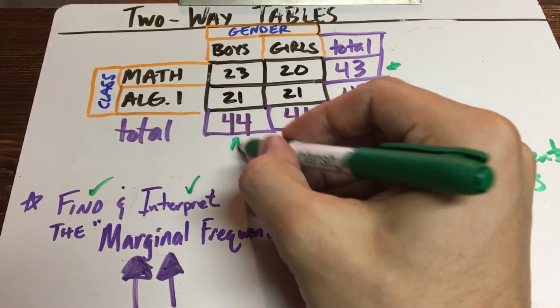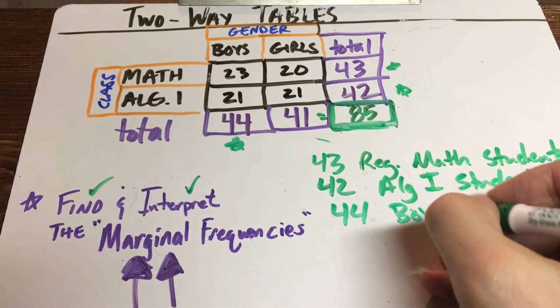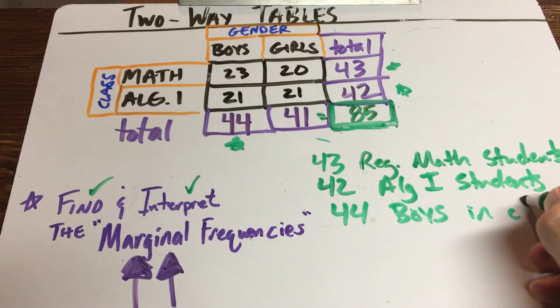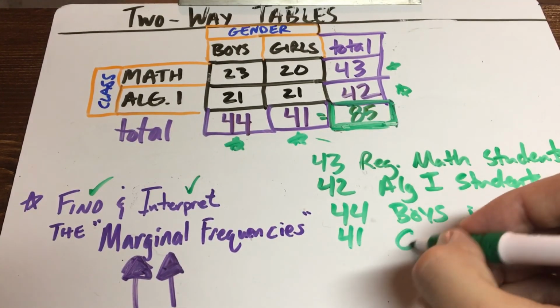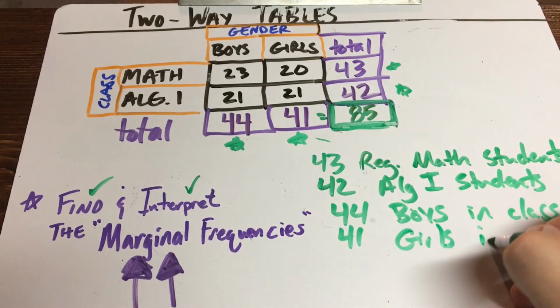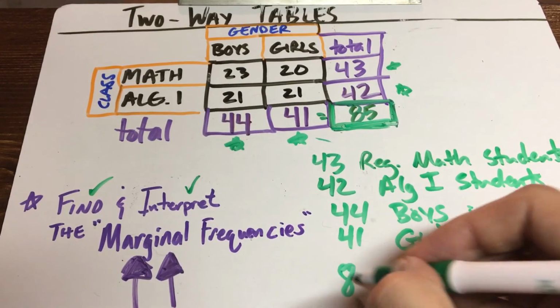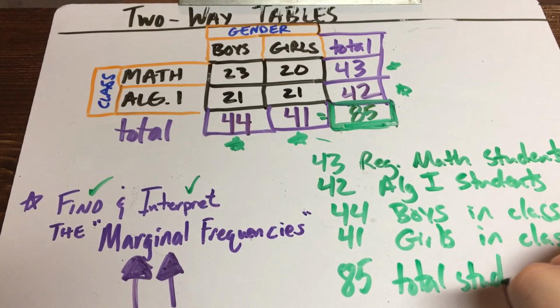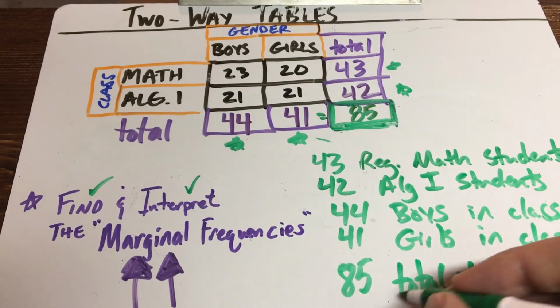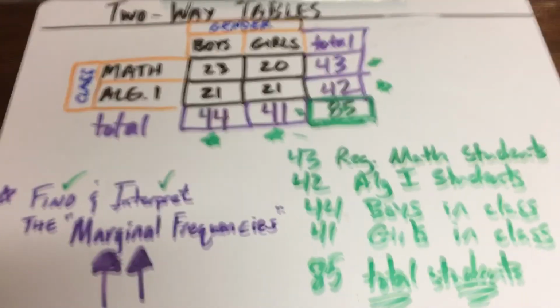And so it's really just making a statement, right? I could say there were 44 total boys in my classes this year. I had a total of 41 girls in class this year. And this is all it means when it says interpret it, just make it into a statement. I could also say 85, right? I had 85 total students across all my classes, boys, girls, doesn't matter. I had 85 total students this year in my 4 math classes, right?